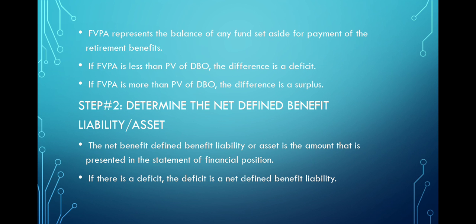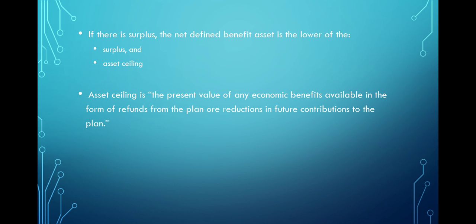If there is a deficit, the deficit is a net defined benefit liability. If there is surplus, the net defined benefit asset is the lower of the surplus and asset ceiling. So, asset ceiling is the present value of any economic benefits available in the form of refunds from the plan or reductions in future contributions to the plan.